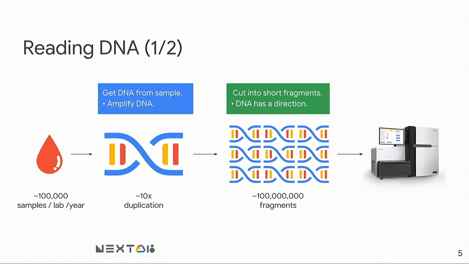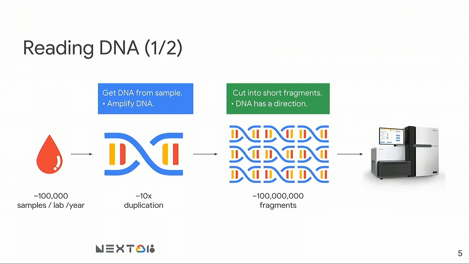So now, let me tell you a little bit about how reading DNA works, just so I can motivate the problem that we're trying to solve. A typical lab would receive perhaps 100,000 samples a year, and the sample would be perhaps a vial of blood. It could be other things. And the first thing you do is you try to extract the DNA from this and amplify it, get a higher concentration of DNA. Perhaps you'll have 10 times as much as you started from.